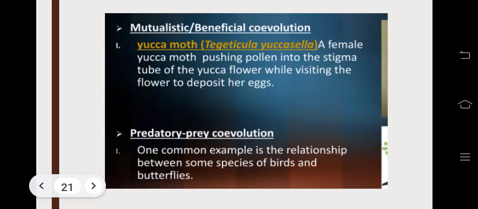Then mutualistic or beneficial coevolution. Yucca moth, Tegeticula yuccasella: a female yucca moth pushing pollen into the stigma tube of the yucca flower while visiting the flower to deposit her eggs. Predator-prey evolution. One common example is the relation between some species of birds and butterflies.